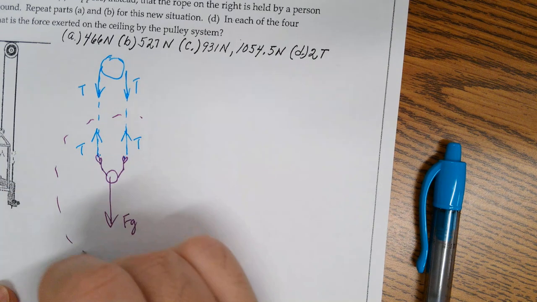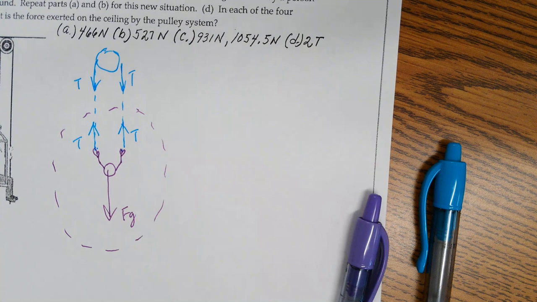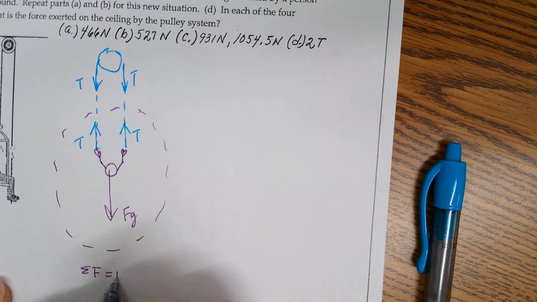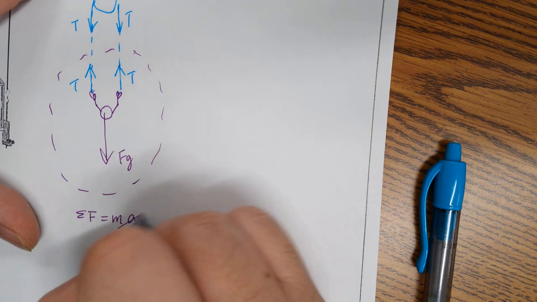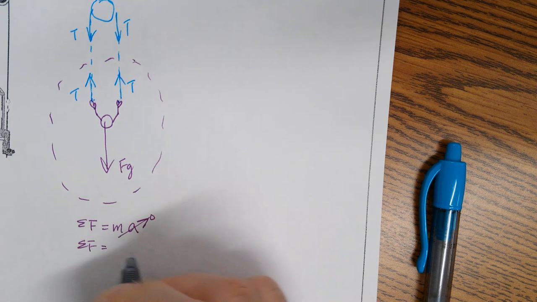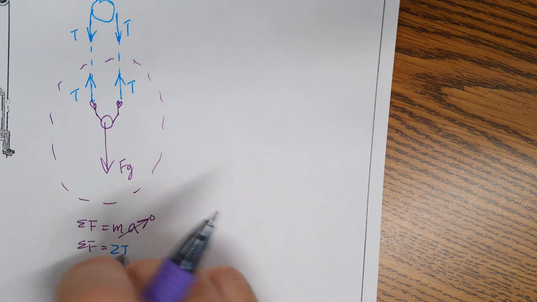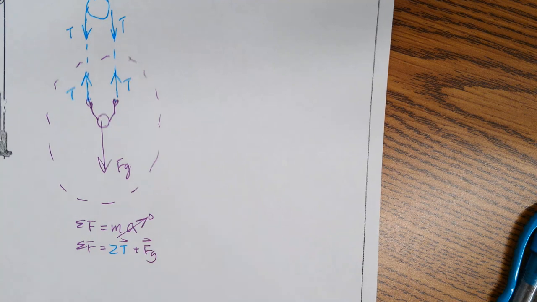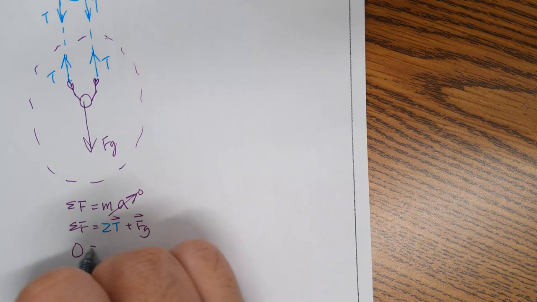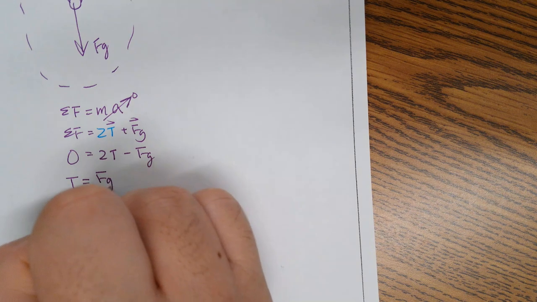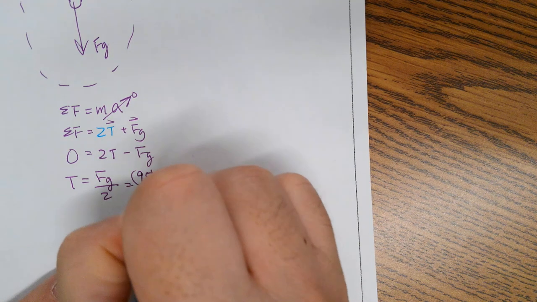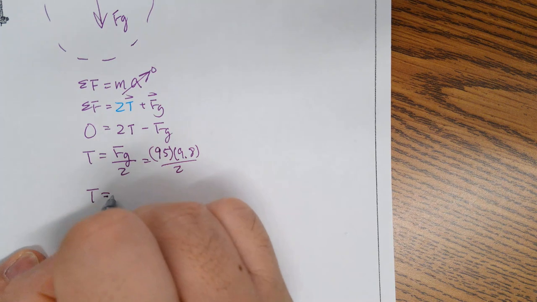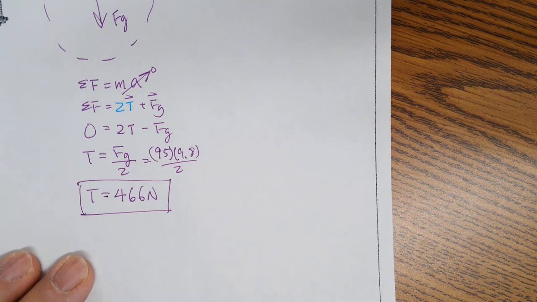So if I were to look at just an isolated free body diagram here, sum of all forces is equal to MA. And since he's going at a constant speed, this acceleration is zero. And sum of all force here is equal to twice the tension plus FG, right? So if I set them equal to each other, zero is equal to 2T minus FG. So my tension is equal to FG divided by 2, or simply 95 times 9.8 over 2. And that tension is equal to 466 newtons. Okay?